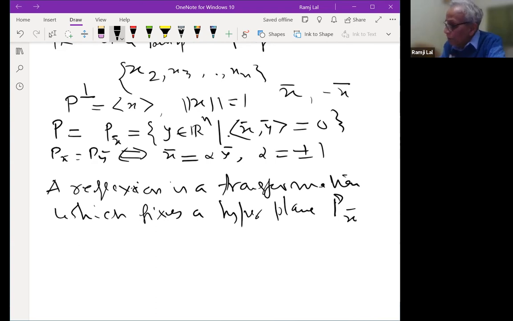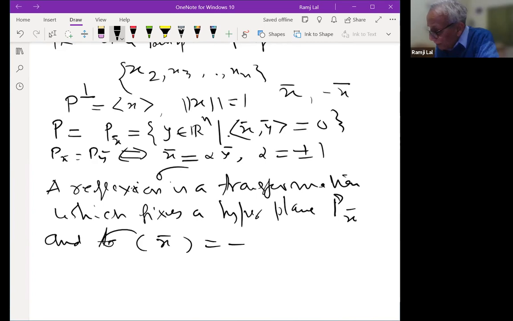I'm putting P, a hyperplane means Px determined by a unit vector x bar, plus minus 1 sign. So the hyperplane fixes Px and takes x bar, which is here, to minus x bar. So a reflection sigma is a transformation which fixes the hyperplane, and then it reflects the orthogonal vectors and reflects x bar too, and sigma of x bar is equal to minus x bar. Sigma of alpha x bar is equal to minus alpha x bar. So it is a reflection.